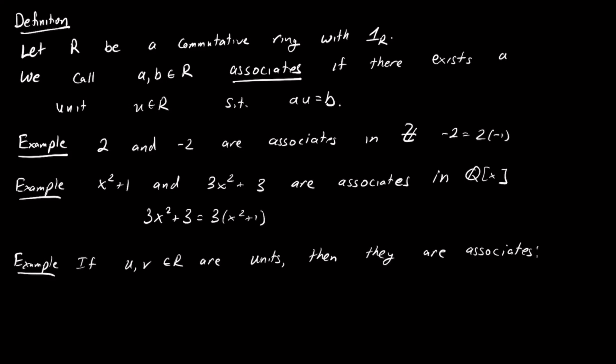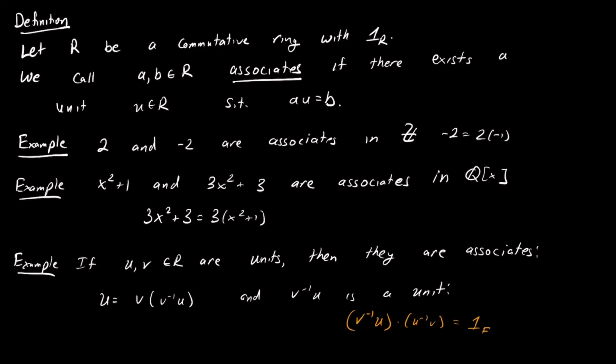Another thing I can write is that if U and V are units in my ring, then they're automatically associates. Why is that the case? Well, I can write U as V times V inverse U, and I'll notice that V inverse U is going to be a unit. Why? Well, V inverse U times U inverse V is going to equal 1. Okay, so these are going to be what are called associates.